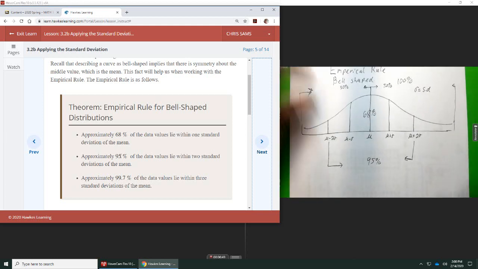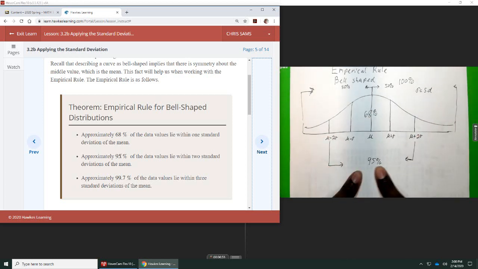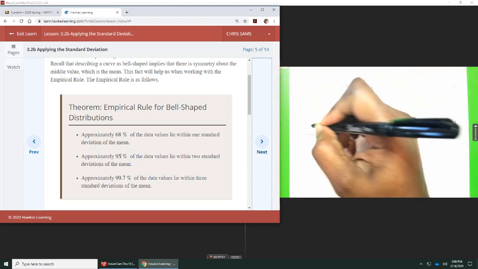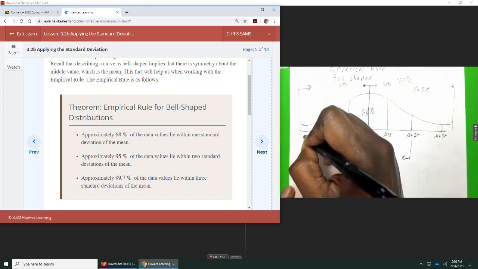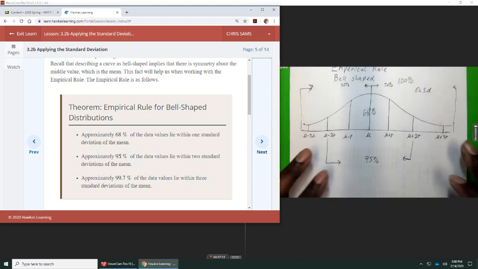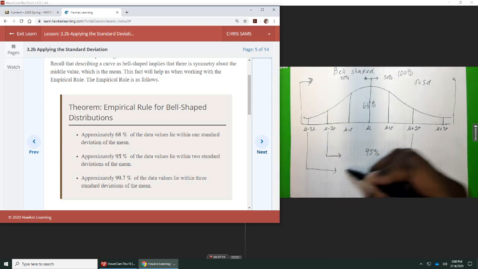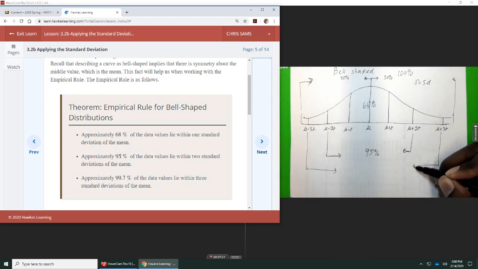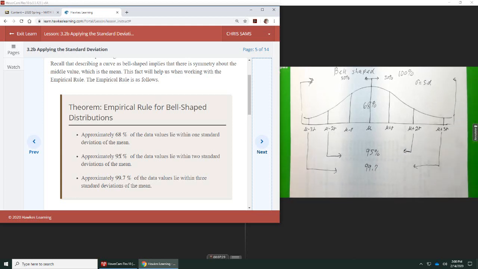So if you go 1 on either side, between those 2 is 68. If you go 2 on either side, between those 2 numbers is 95. And then we go 1 more, so almost to the end, but not quite. This would be your mean plus 3 sigmas, so we added 3 times, and we subtracted 3 times. Between these 2 points, the percentage of your data is 99.7, and that's always true.